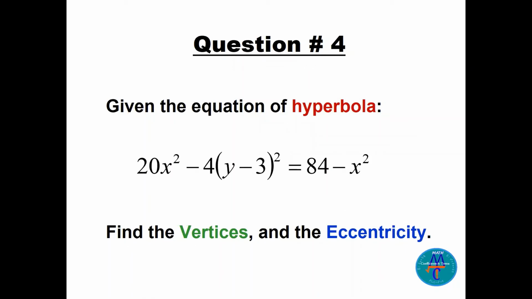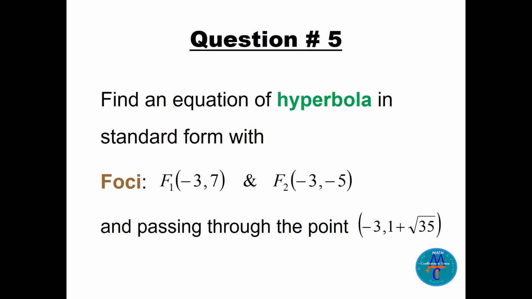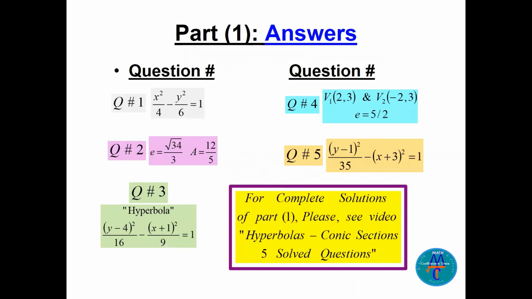Given the equation of the hyperbola, find the vertices and the eccentricity. Find the equation of the hyperbola in standard form, the foci F1, F2, passing through the point (-3, 1 plus square root of 35). These are the answers. You can find the complete solution of part 1 in the video Hyperbolas, Conic Sections, 5 solved questions.